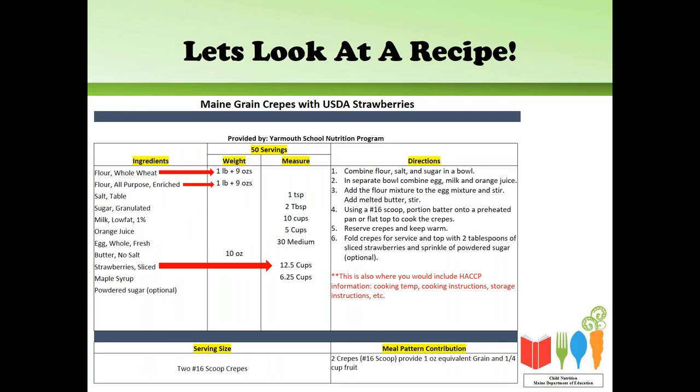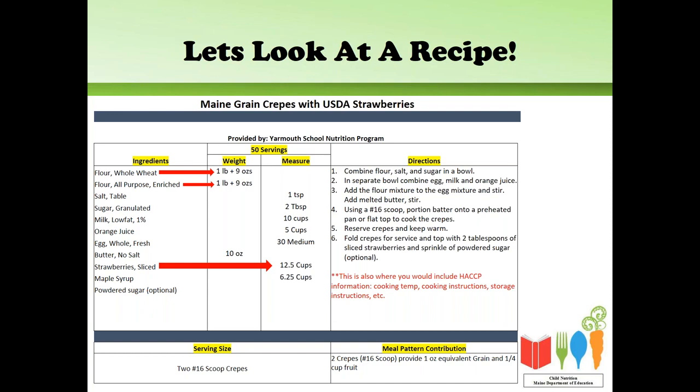So let's look at a recipe. You'll see here the title of the recipe is right at the top. We have some whole grain crepes with USDA strawberries. You'll see all of those components we just talked about are highlighted in yellow. At the center, you have 50 servings. There's your yield. Down at the bottom left, you actually see your serving size. Bottom right, you see your meal pattern contribution.